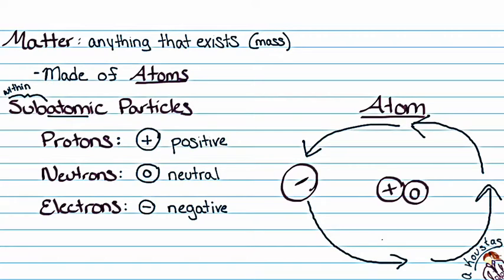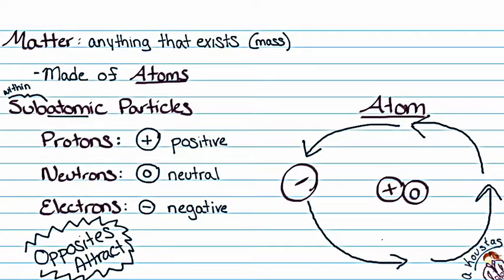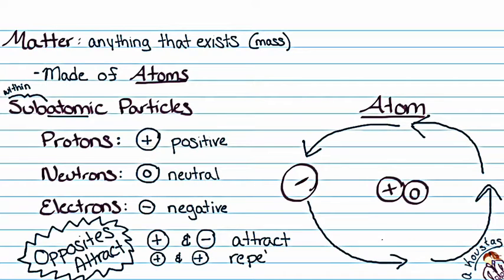One important rule to remember about charges is that opposites always attract. You've probably heard that saying before, that opposites attract. Well, it applies to opposite charges as well. Positive charges and negative charges attract. Two like charges, two positives, for example, would repel each other. They don't want to be around each other. Two negatives would repel. They don't want to be around each other.